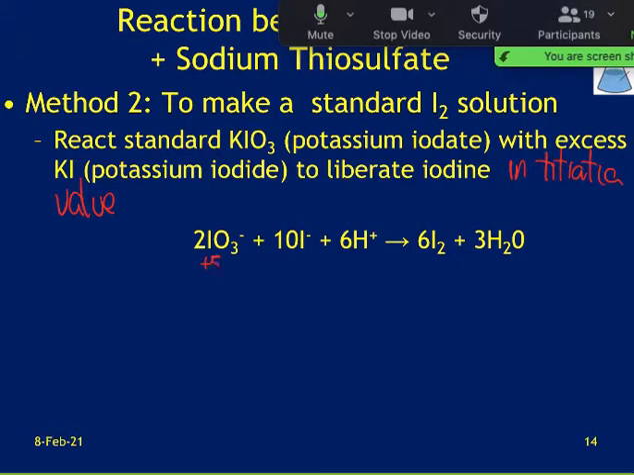So this is our balanced equation. This is going from +5 to 0. This is going from -1 to 0. So this is oxidized, and over here it is reduced.